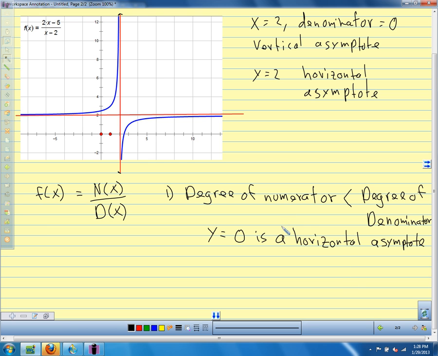If the degree of the numerator is smaller, and the degree means the highest exponent on our variable, then y equals 0 is a horizontal asymptote.